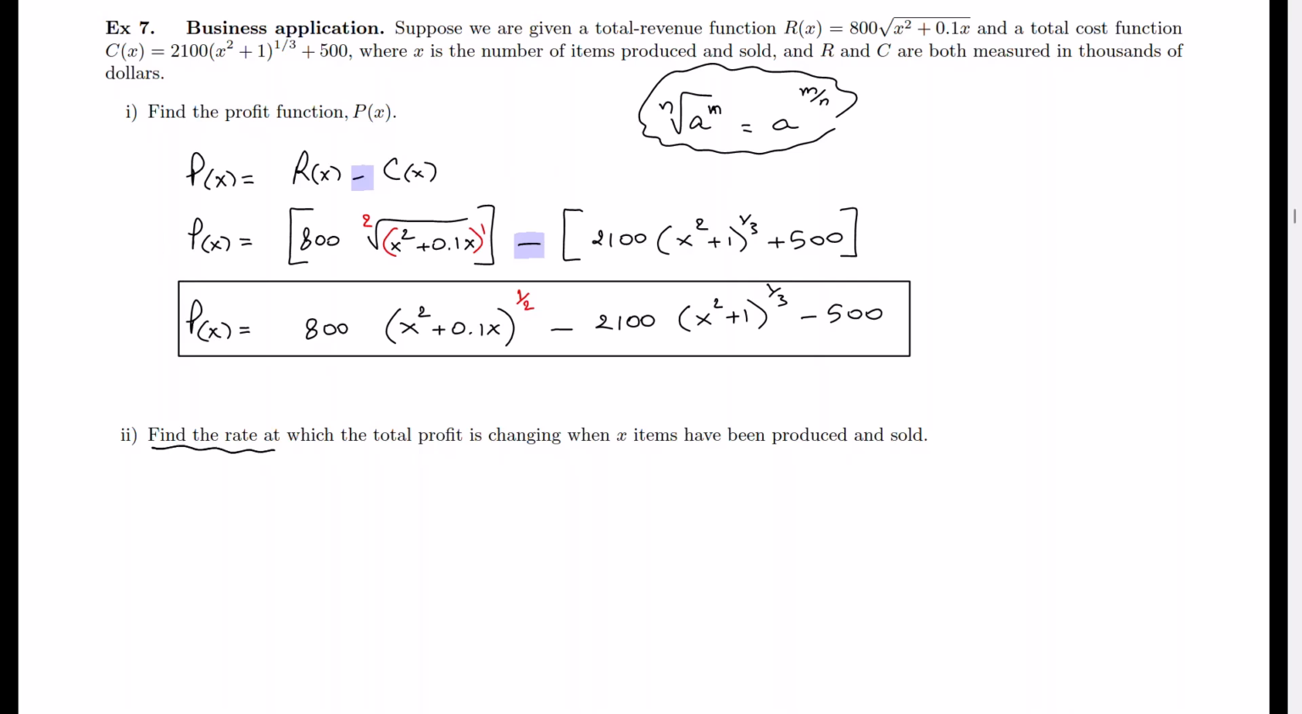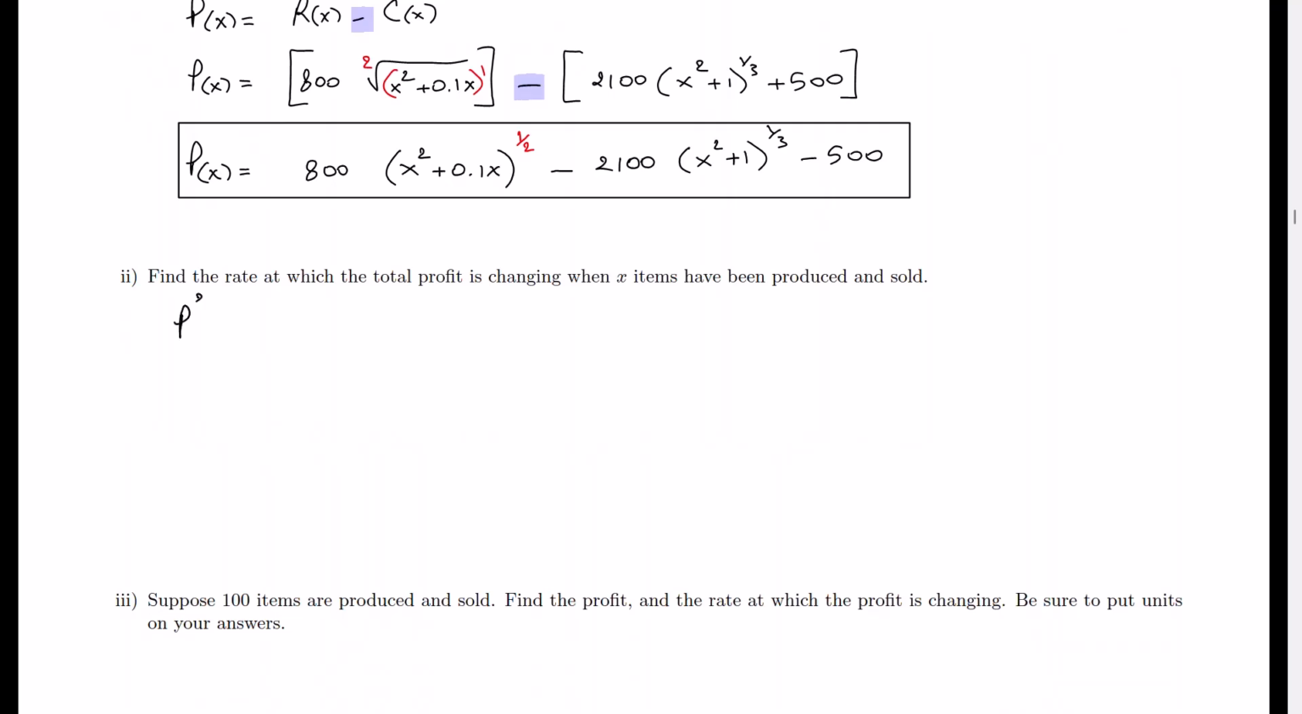Speaking of which, in part 2 it says find the rate at which the profit is changing when x items have been produced and sold. So rate just means derivative, and they're talking about the derivative of the profit function. So in part 2 of this problem, I'm going to be searching for the p prime of x. We can also call it dP divided by dx. So regardless of what notation is used, that's the derivative, that's the rate at which the profit is changing. Now, in both of these instances, there's 800 multiplied by some stuff and 2100 multiplied by some stuff.